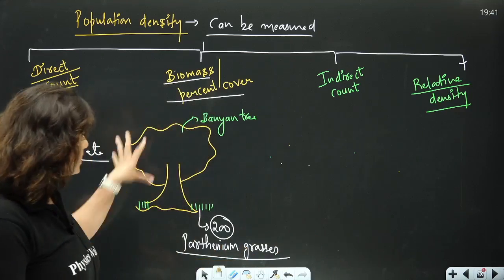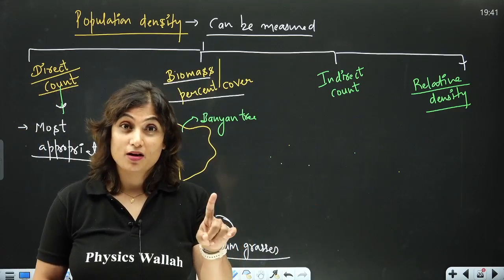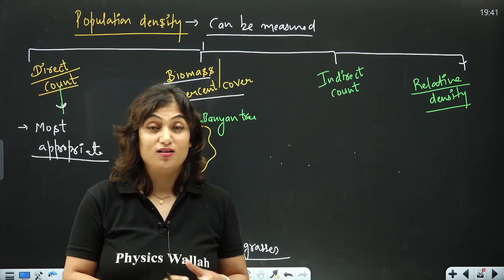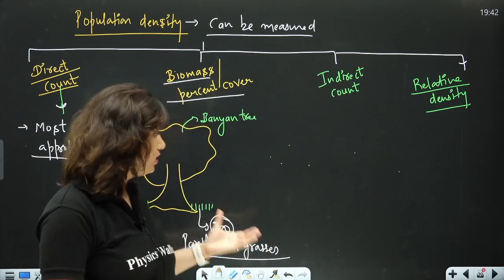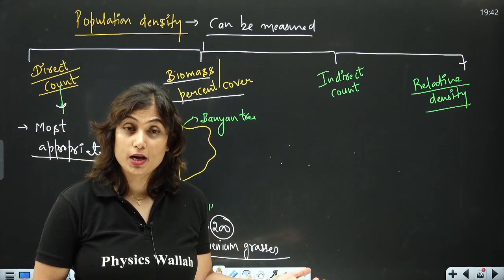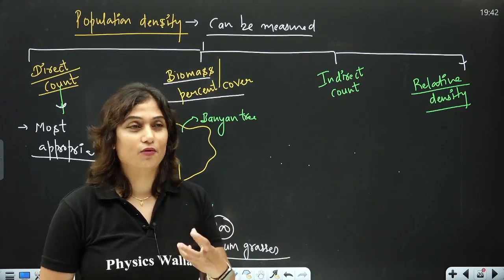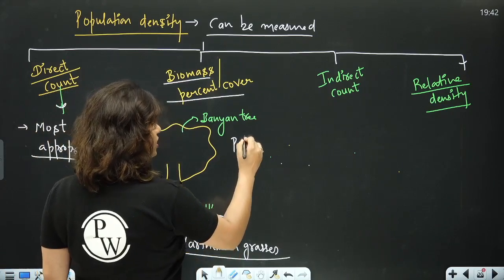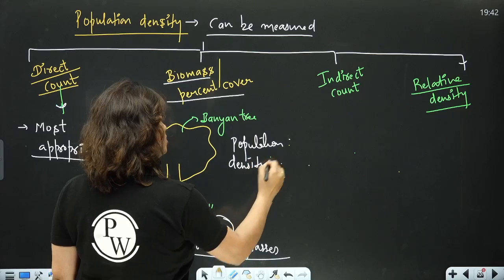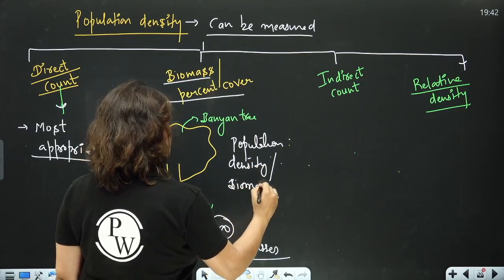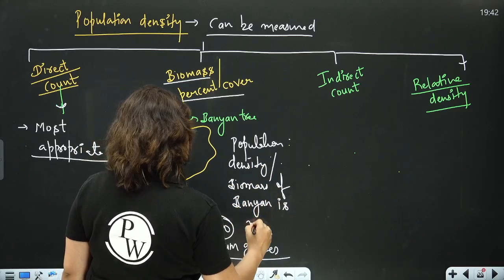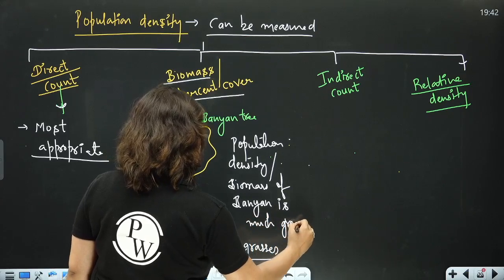Banyan tree, because the banyan tree is single in number, but it has a huge biomass. These small grasses are more in number, but the biomass is very less. So in these types of cases, the population density is not seen by the number, but by the biomass or the percent cover. So here, the biomass of banyan is much greater than Parthenium. Okay, so this is another method of calculating the population density.